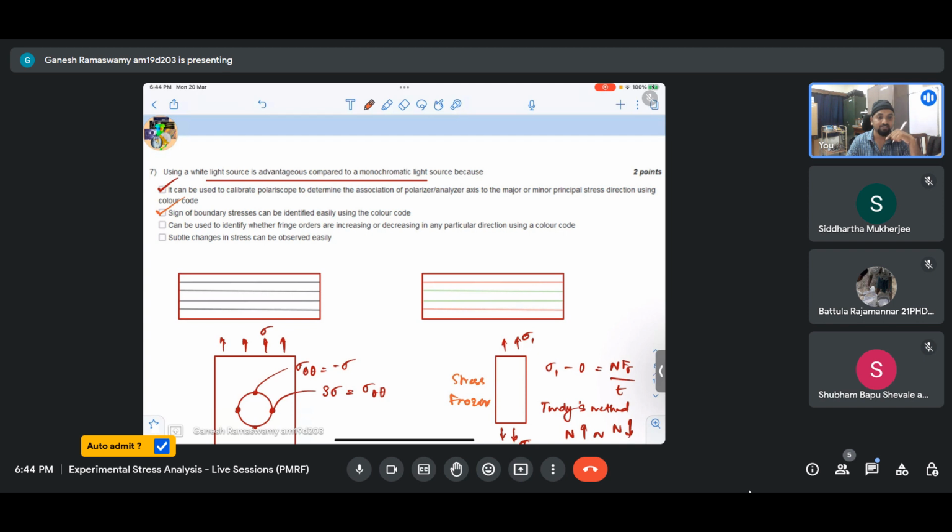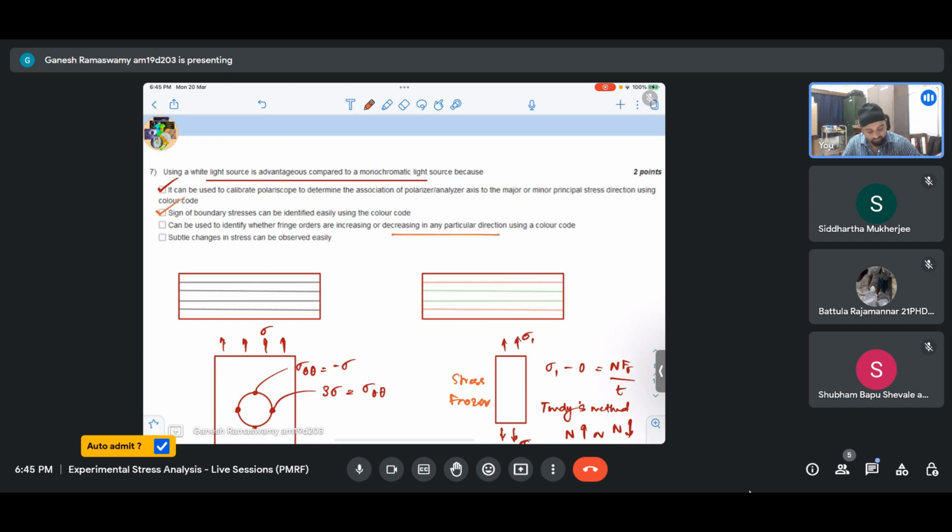So the sign of the boundary stresses can be identified easily, whereas this is not possible in the case of a monochromatic image. Why? Because it will be black and once you bring the fringe order, it will move. Nonetheless, there will be some optical response in the form of movement, but you won't know whether the gradient has increased or decreased, because both will be captured in that movement unless you know the specific color and how it has changed. That is why a white light source would be more advantageous in this case. It can be used to identify whether fringe orders are increasing or decreasing in a particular direction.